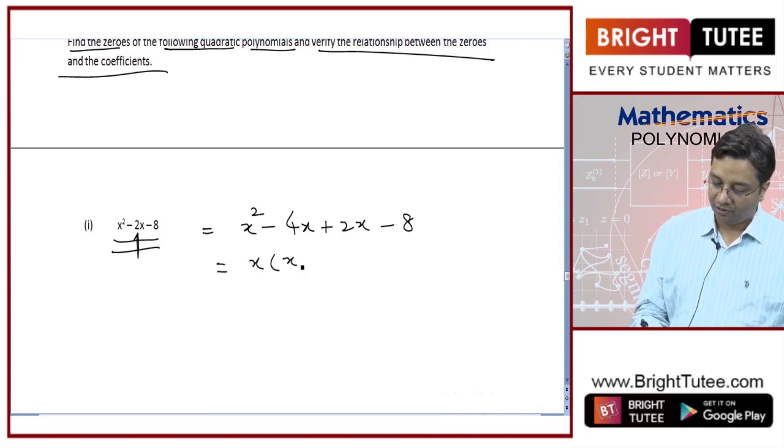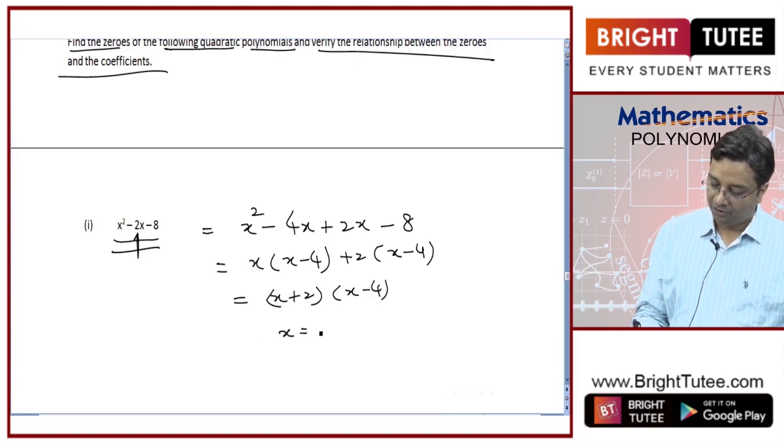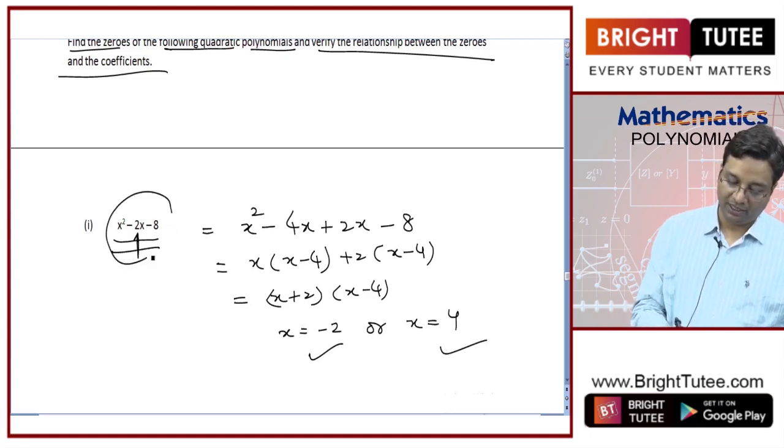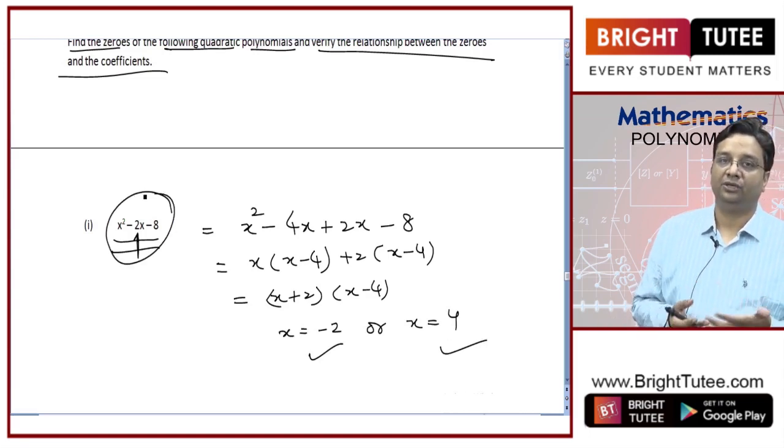So if I take x as common, so this is x equal to minus 2 or x equal to 4. These are the two places where this polynomial will give us value 0. So these are the zeros of this polynomial.